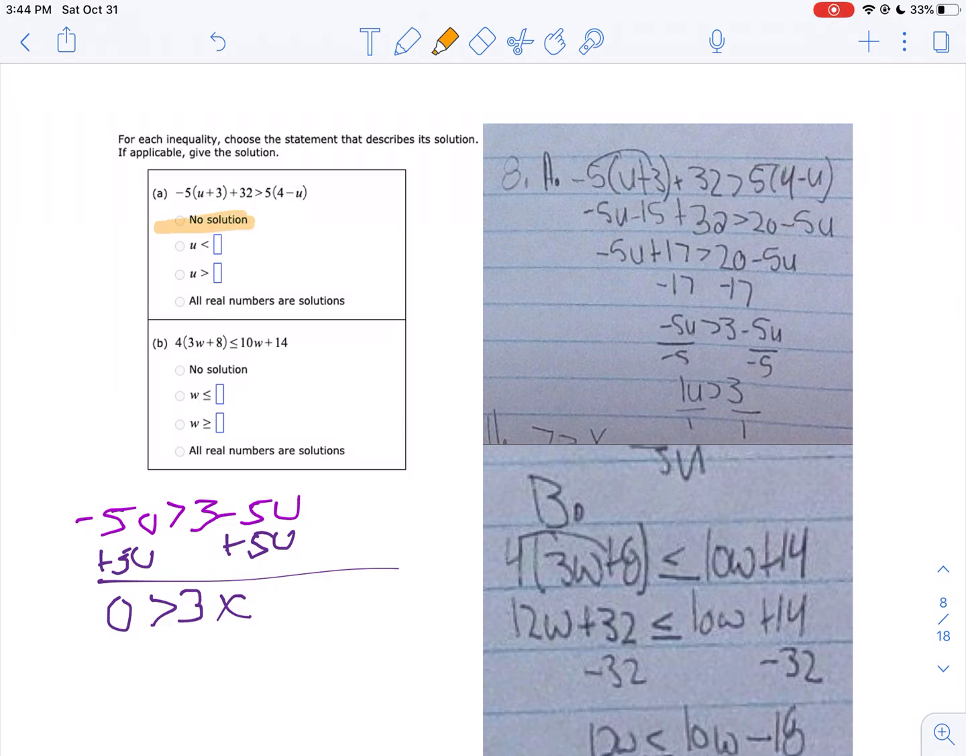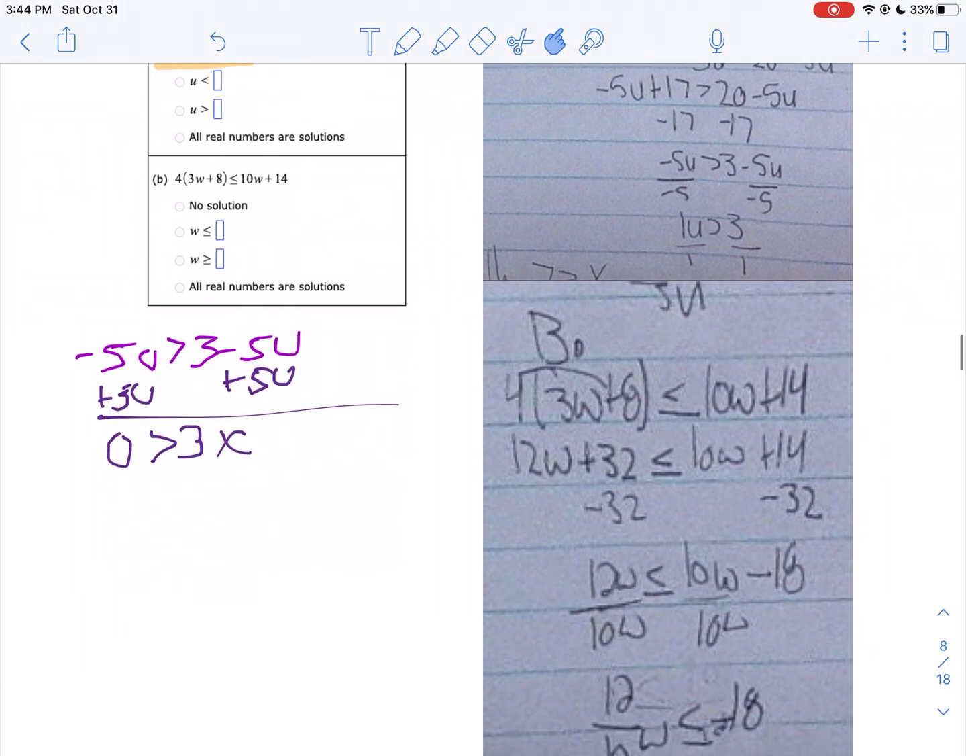Let's take a look at part B. And once again, we started off right. You distribute it, and you get 12w plus 32 is less than or equal to 10w plus 14. You minus 32 from both sides, you get negative 18. You made the same mistake. You do not divide by 10w. If you divide by 10w, you're going to get 1. And then 12w divided by 10w is not 12. I don't know what you're doing there.